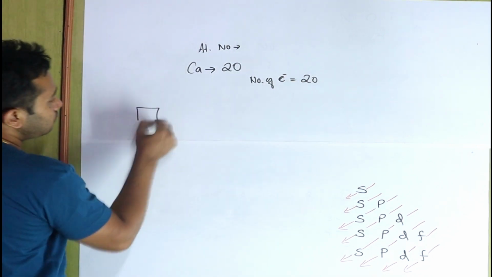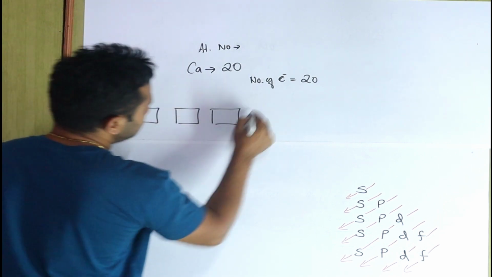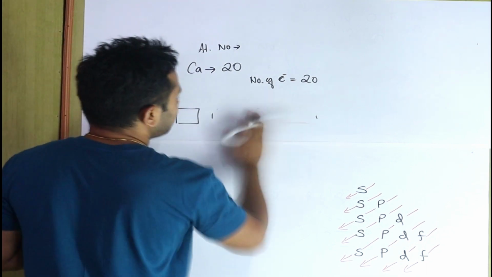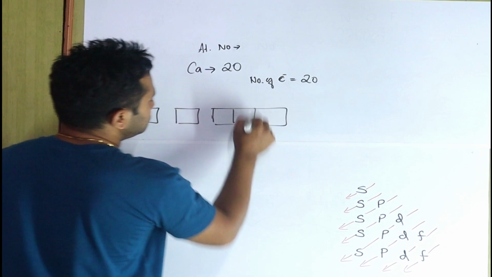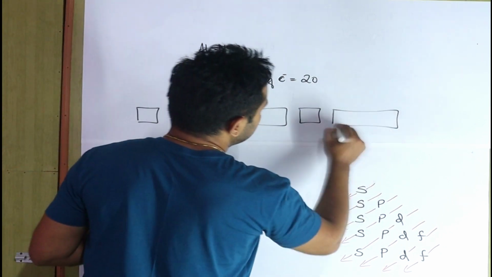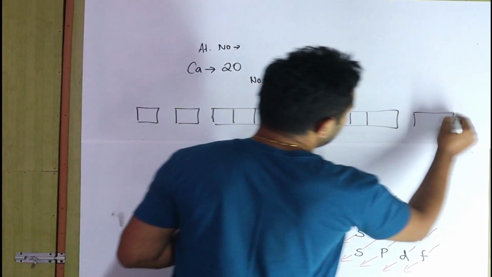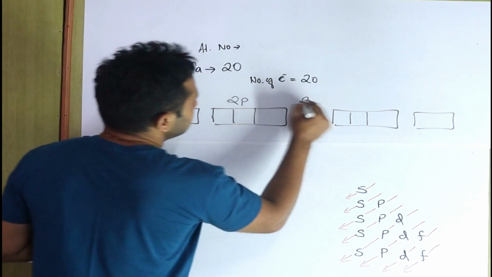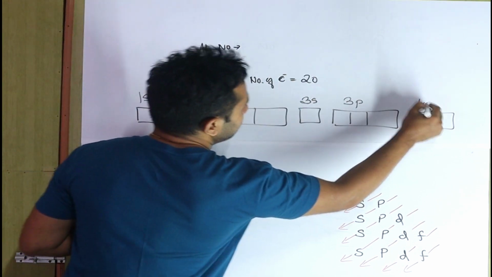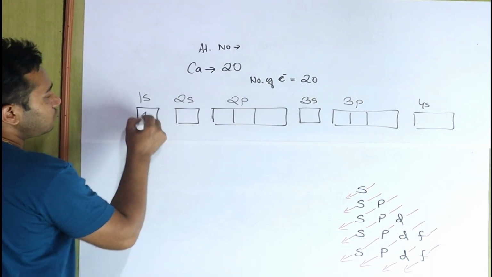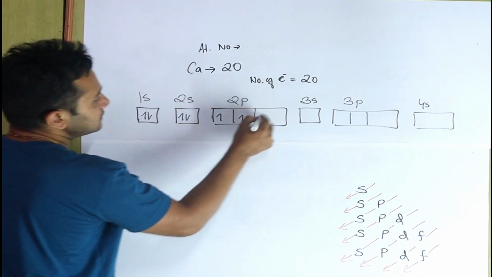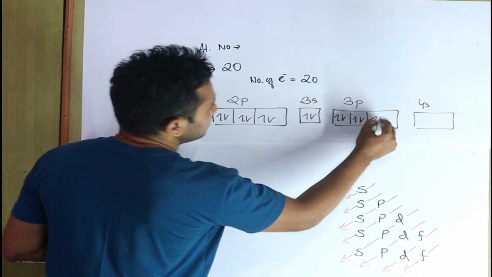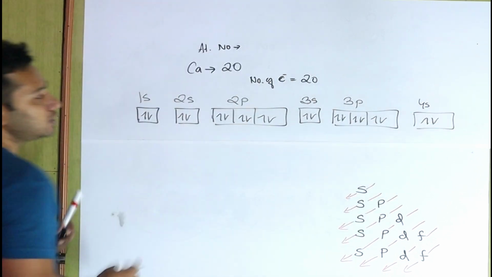So now how are the electrons filled? 1s, 2s, 2p, 3s, 3p, 4s. So 1s, 2s, 2p, 3s, 3p, 4s. So there are 20 electrons. So 1, 2, 3, 4, 5, 6, 7, 8, 9, 10, 11, 12, 13, 14, 15, 16, 17, 18, 19, 20. So there are 20 electrons.